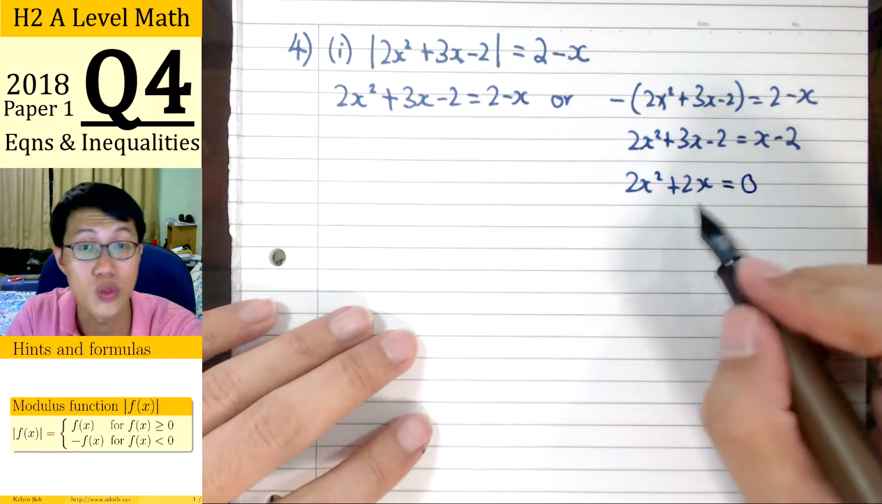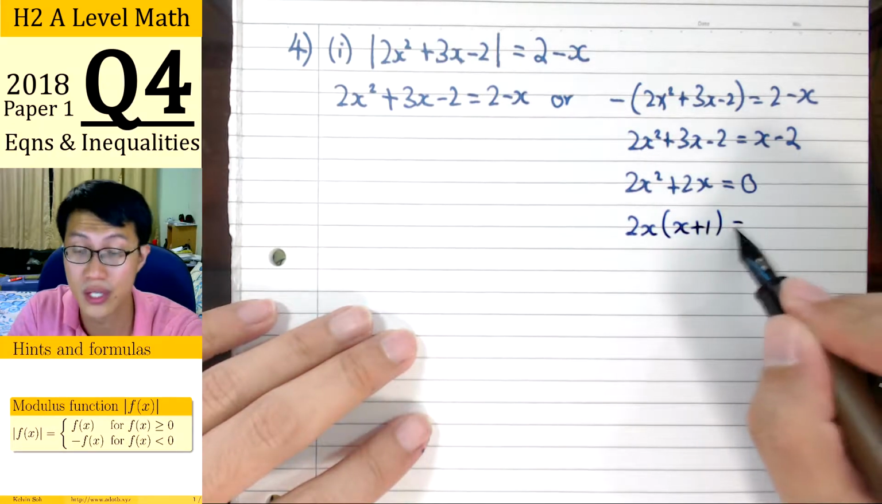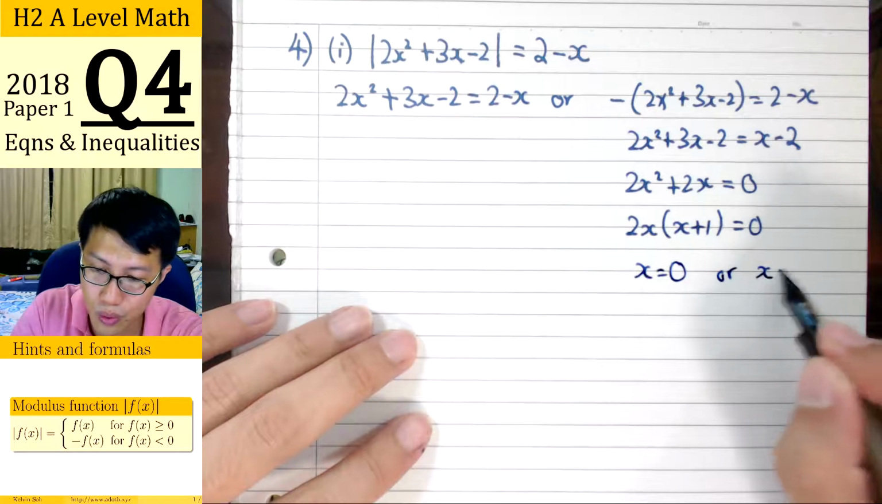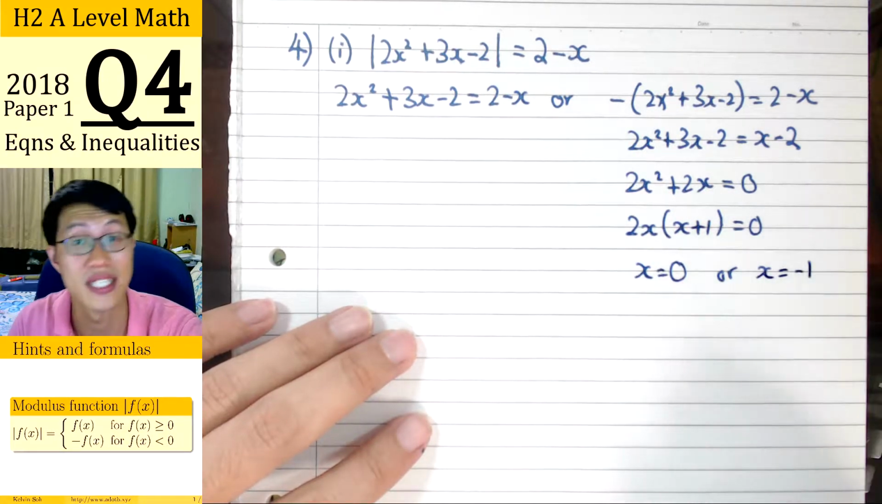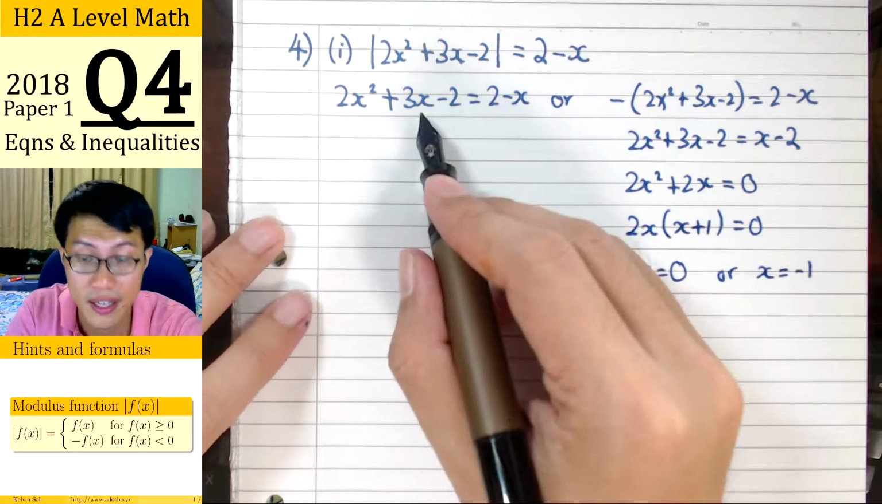Here we can factorize 2x out. So 2x times (x plus 1) equals 0, leaving us with the answer x equals 0 or x equals minus 1. So these are two answers we have over here. So for the other case, let's continue with this first case.